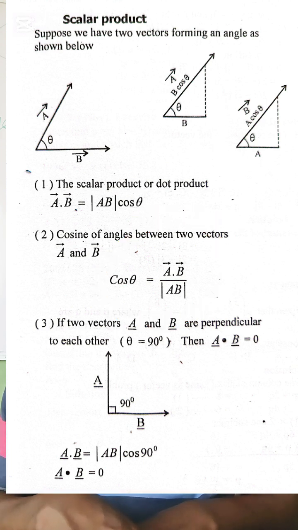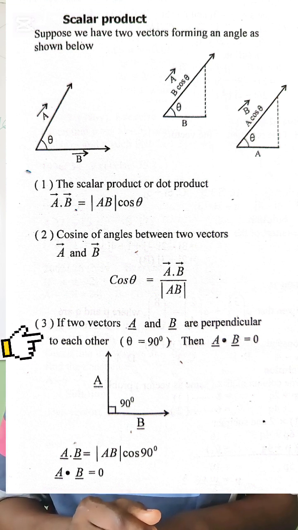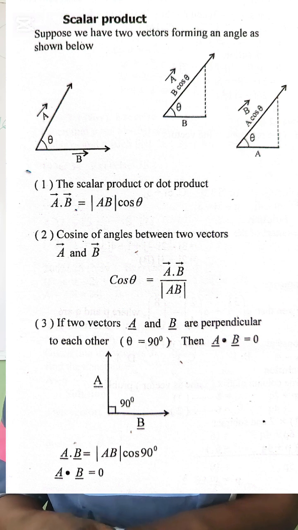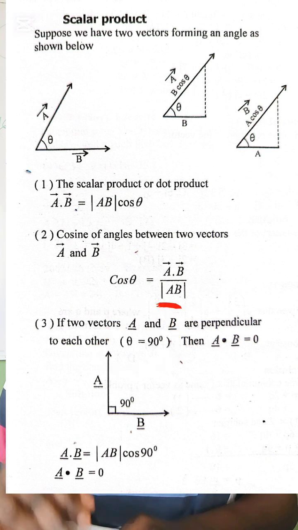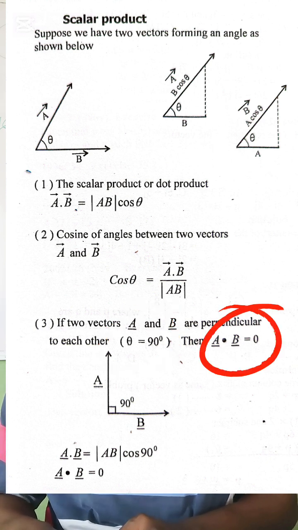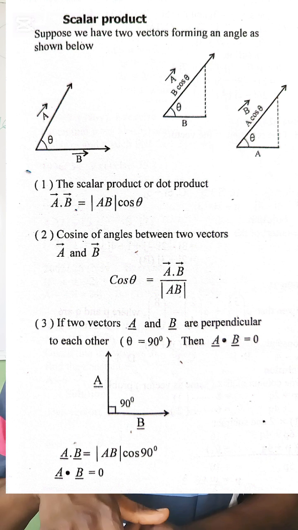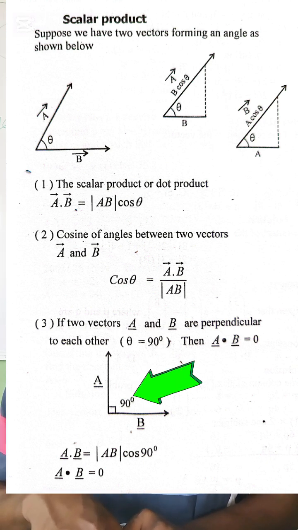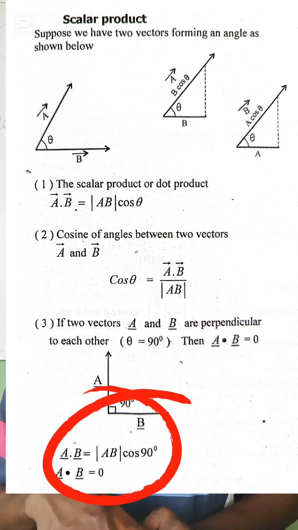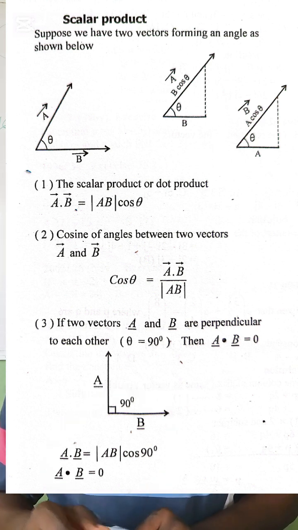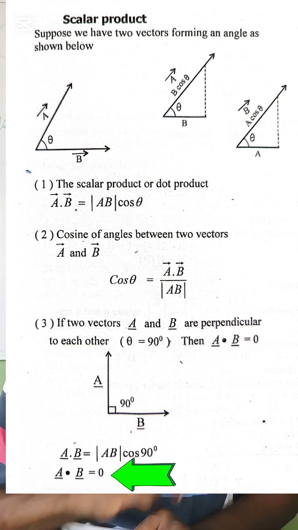Now, number 3. If two vectors A and B are perpendicular. Perpendicular means they are forming an angle of 90 degrees with each other. That's the meaning of being perpendicular. So if they are perpendicular to each other, it means theta is 90. Then A dot B, that is A times B, will be equal to 0. Why is it equal to 0? Let's look at the formula here. When you have the diagram and there is an angle of 90 between A and B, you have to multiply and find the product. Finding the product the scalar way, we now have the absolute value of AB cos 90, and cos 90 is 0. Because cos 90 is 0, it means 0 multiplied by anything gives you 0. So that's why A dot B equals 0.